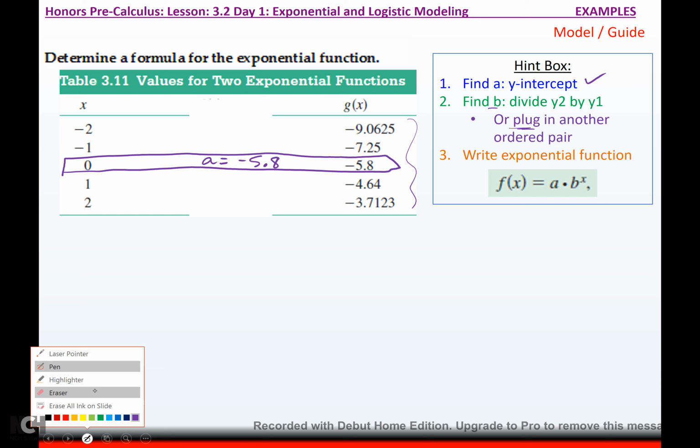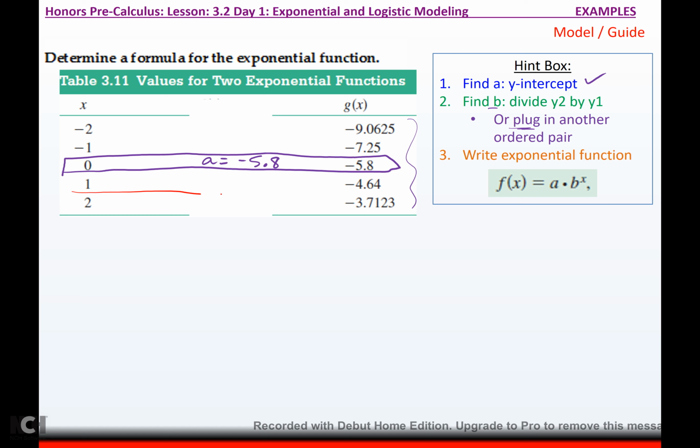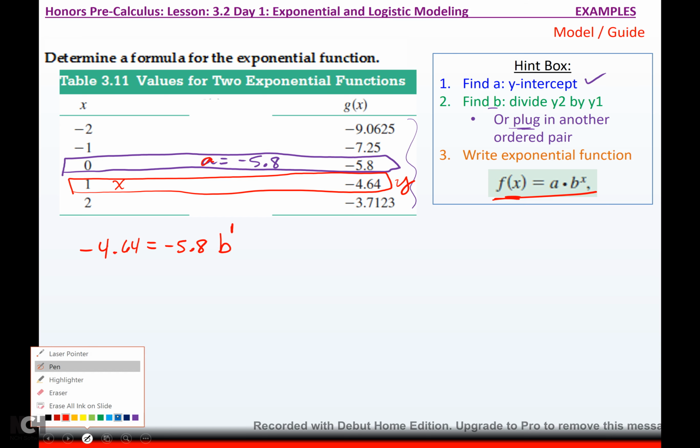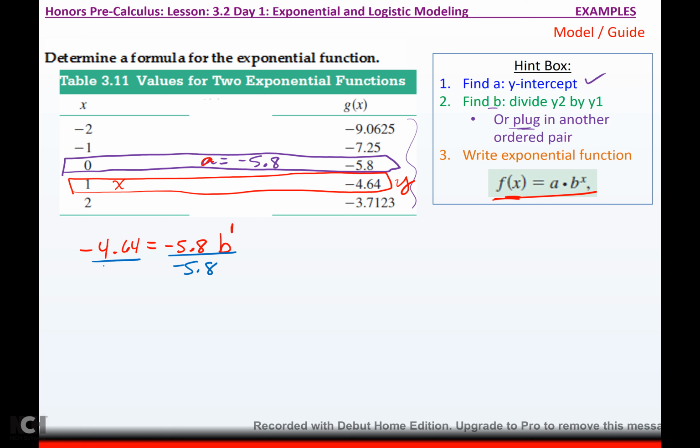So I've got my a. Now I need to find my b. So I'm going to pick another ordered pair. I don't like negatives, so I'm going to pick this one. And I'm going to plug this in for x, this in for y, and this in for a. So in my formula, I would have my y coordinate, my f of x, is negative 4.64 equals my a, which is negative 5.8, times b to the x. And I picked the x as 1. So to figure out b, all I have to do is divide by negative 5.8, and my b is negative 4.64 divided by negative 5.8, and I get 0.8.